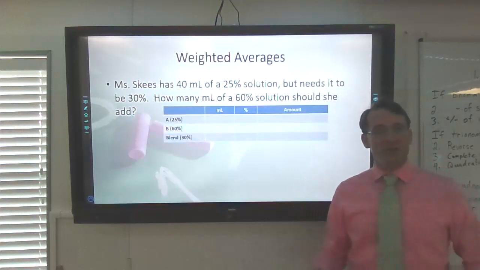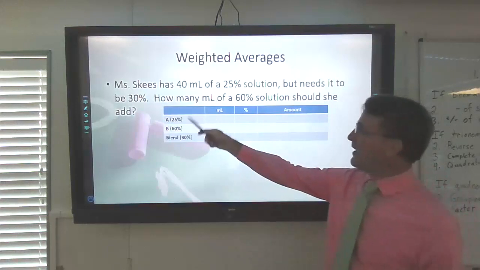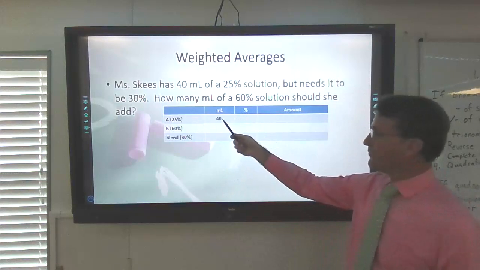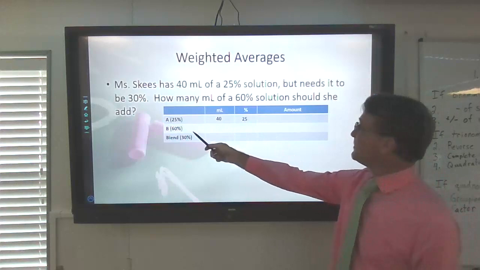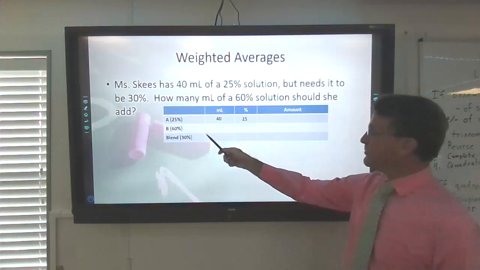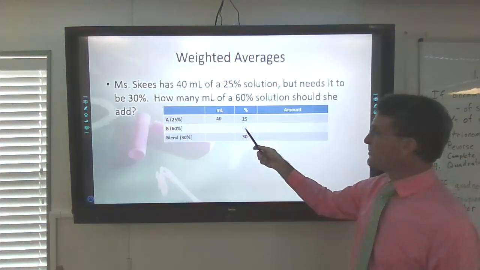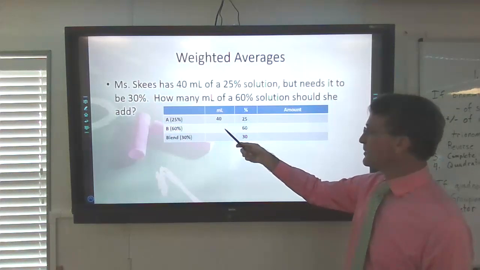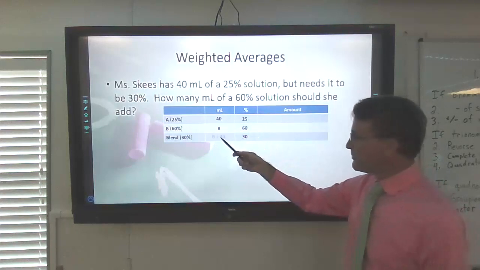All right, to begin, to set up the table, I have A, B, and then my blend. In A, I've got a 25% blend, so I've got 40 milliliters of that, so I'm going to put 40 milliliters here, 25% here. In B, I've got a 60% solution, and we need it to be a 30% solution, so I'm going to put 30% right here. I've got a 60% solution here. I don't know how many milliliters I need here, so I'm just going to use a B to represent that amount. And then this blend is going to be 40 plus my B.